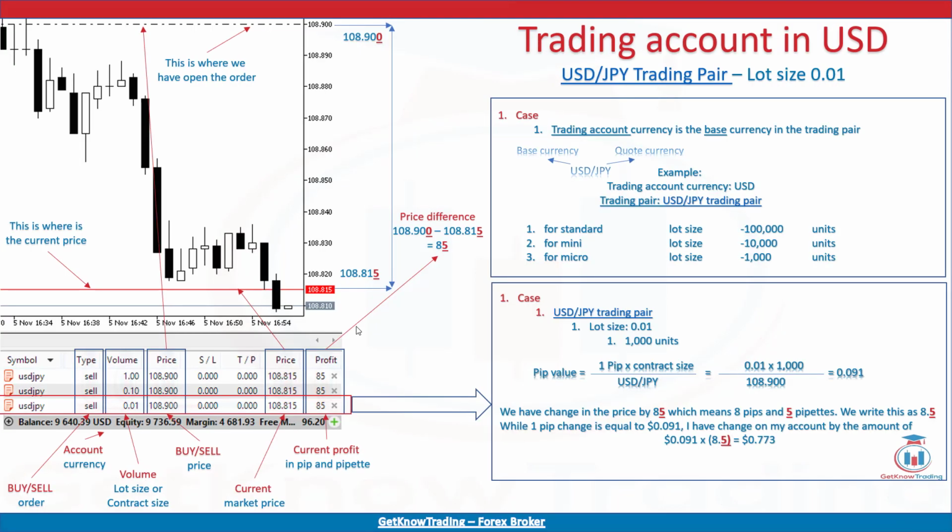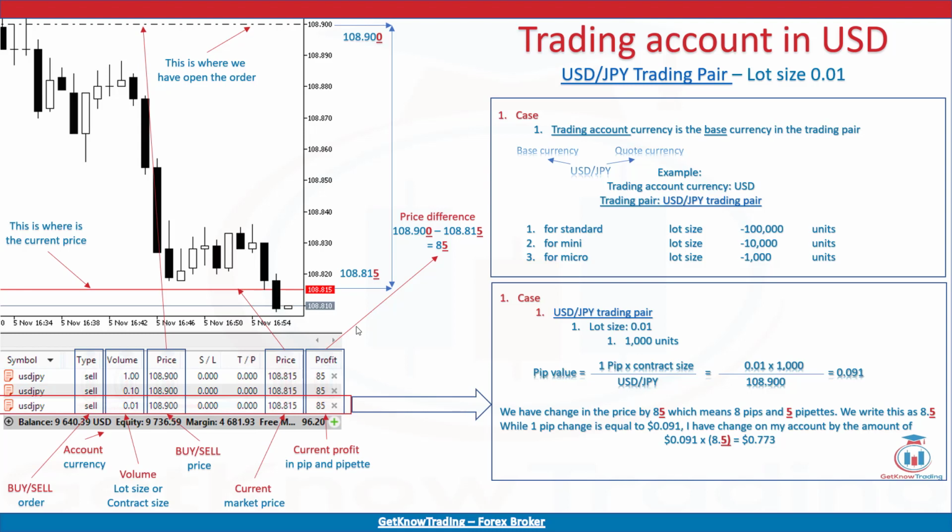In the next example, I will use USD with the Japanese yen. Now the difference is here that USD is again base currency, so the pip value will not be equal to $10 for one standard lot, but I need to calculate again the pip value. So the pip value should be calculated like this: 1 pip multiplied with contract size divided with current USD Japanese yen price on the market. So that gives me 0.091.